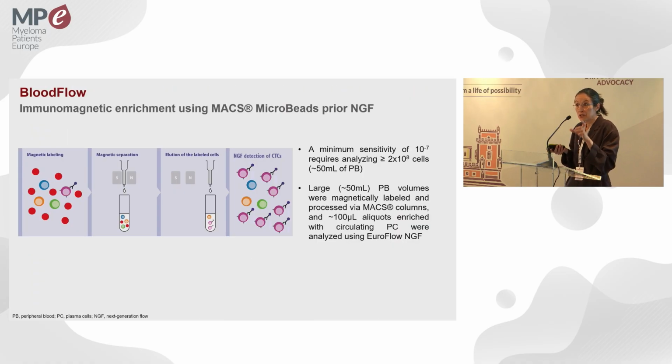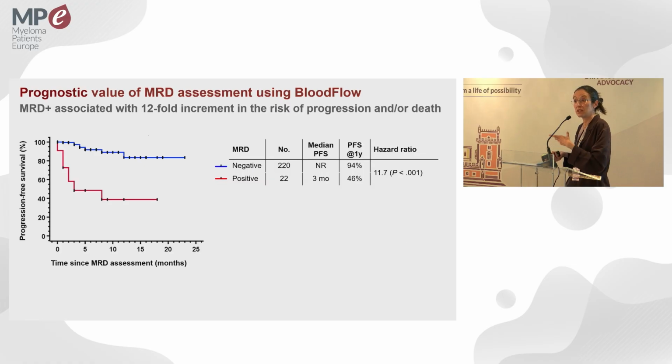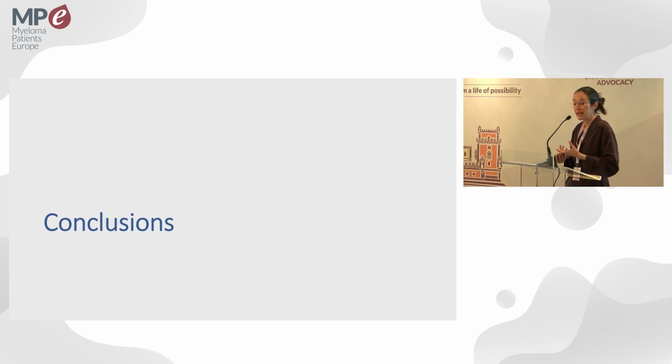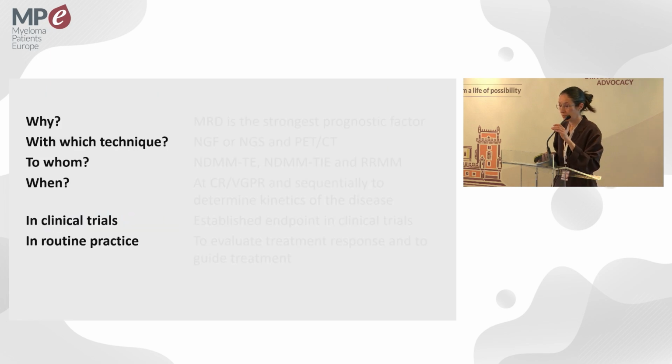The identification of circulating tumor plasma cells in peripheral blood in patients in complete response: same thing. We are testing highly sensitive approaches such as blood flow. They have clinical value in patients in complete response, but again, the marrow has an additional clinical value due to its higher sensitivity.